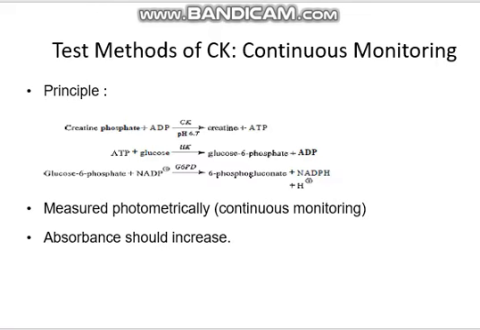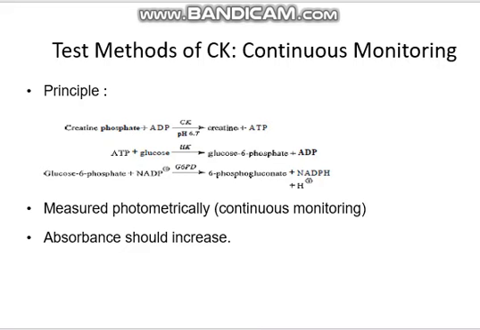Right. So this is the principle behind the continuous monitoring method. So this is a coupled technique. First, we have a substrate called creatine phosphate. Okay, and it will be acted upon by this CK, the enzyme, in the presence of ADP, forming free creatine. So this is the reverse reaction. As we have seen in the previous reaction, it's the opposite. So this is a reversible process, and then it will produce ATP.